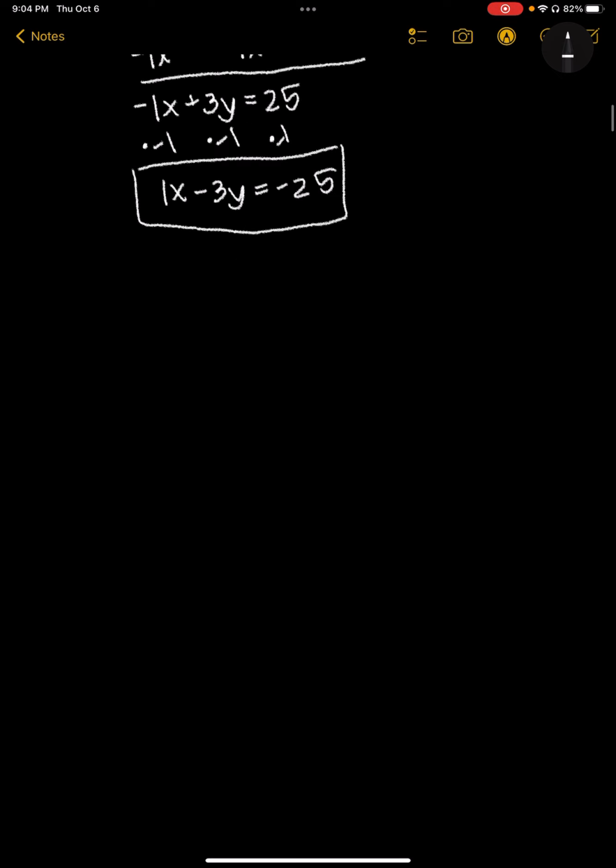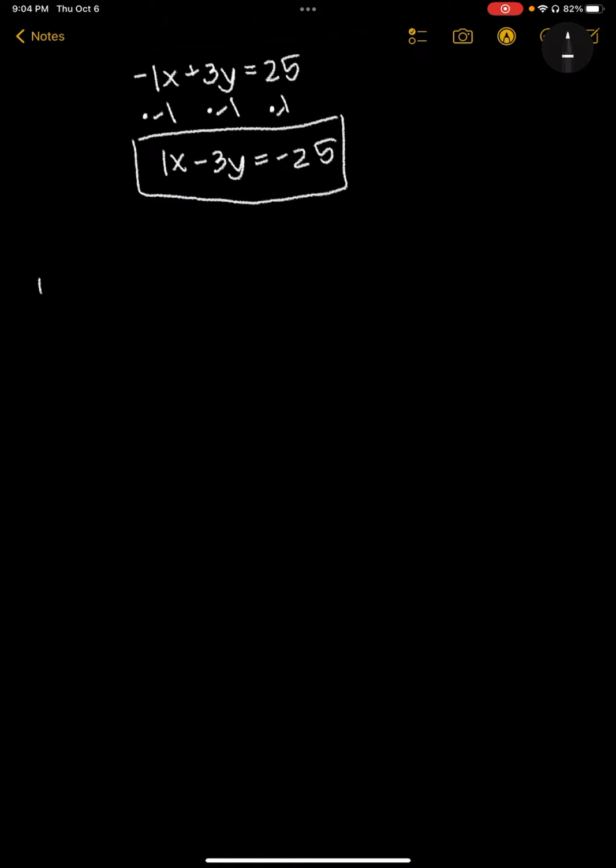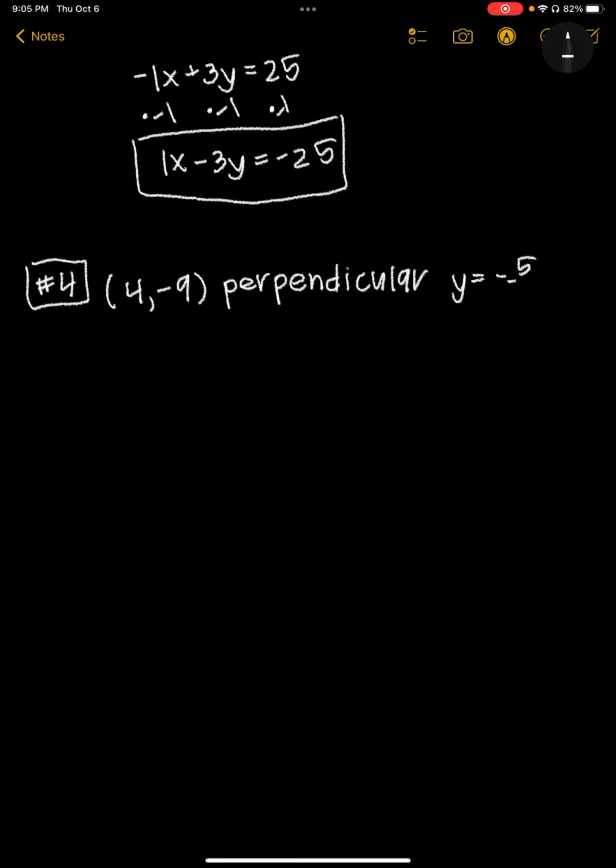Okay, let's go through one more example. In this example, we're going to go through the point 4, -9, and we want it to be perpendicular to y equals -5/6 x plus 4. So once again, find our slope. Oh, that's -5/6 because that's the number in front of the x. So we got m equals -5/6.